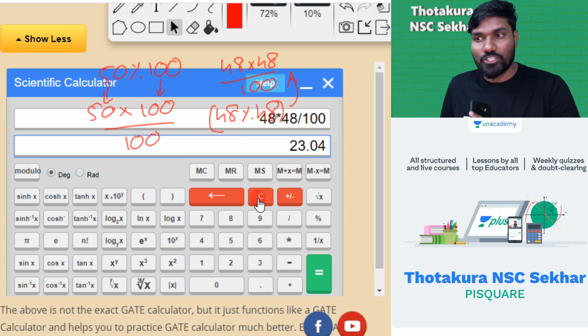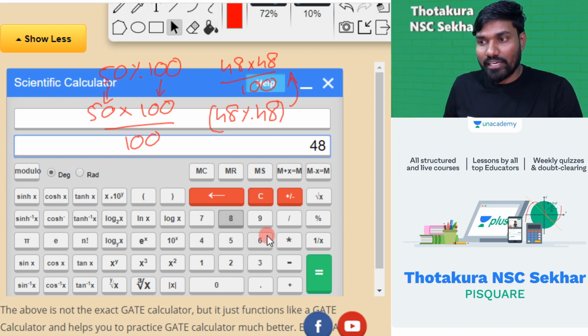This is a long way. The shortest way is 48, then we have the percent button here, 48% of 48. You got the same answer. This is what the use of this button is. Now next one.